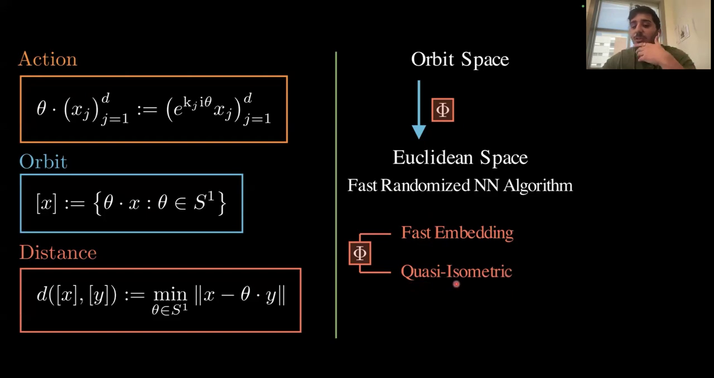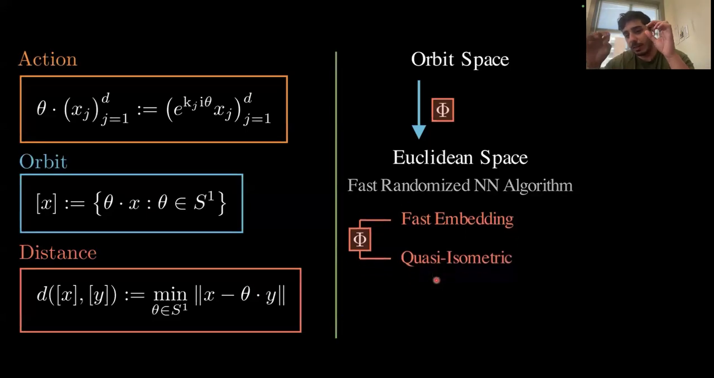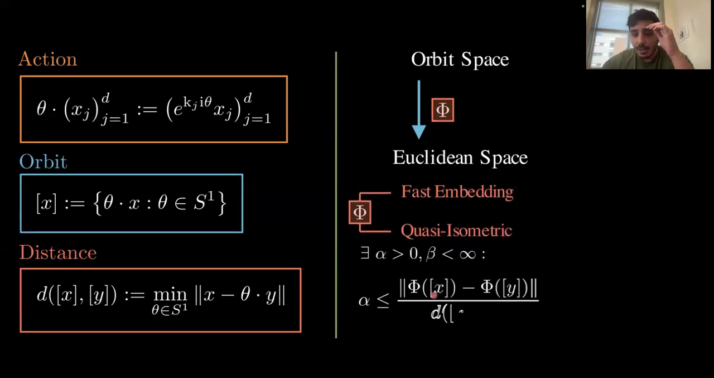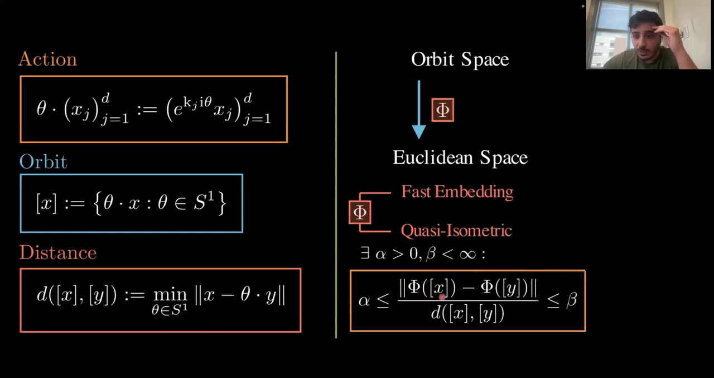Another term for this is that you want phi to be quasi-isometric. And you can argue with just a bit of theory that the correct definition that you're looking for with quasi-isometry is the following. Consider the following fraction where the numerator is given by the distance in the output, so the Euclidean distance between phi of x and phi of y in the output space, and you divide by the input distance between x and y, that's the orbital distance. You want this fraction to be bounded by an alpha that is positive on the left and beta that is finite on the right.